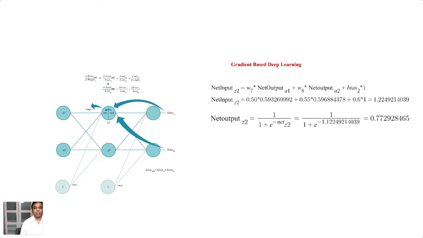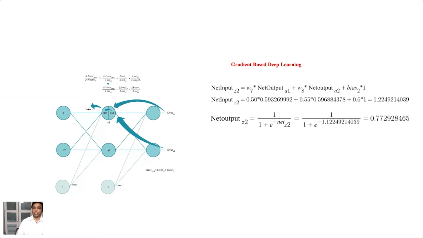And then here is the logistic function I just spoke about: 1 plus e to the power of net Z2. This is a logistic function we're going to compute now so that we know exactly what is the net output of Z2. So we already have computed all the inputs. Now, in order to compute the output, you're going to apply a simple logistic function. And that will tell you exactly what is the net output of Z2.